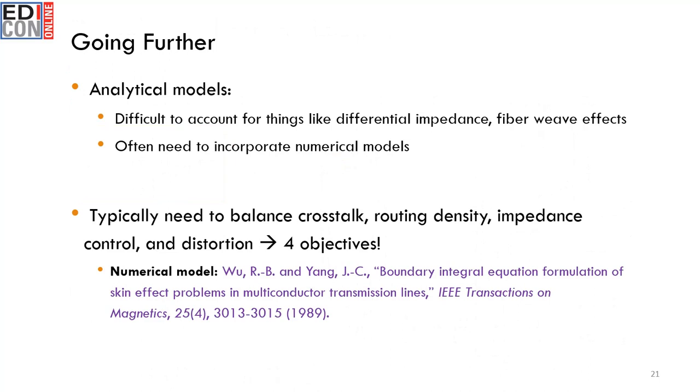Going further, these types of analytical or mixed numerical models should be modified to calculate things like differential impedance, and take account of fiber weave effects, which is actually a stochastic problem, but it's one that is very near and dear to my heart. At that point, you are working purely with numerical models if you really want to be accurate. This is where new techniques like machine learning are becoming very important in order to account for all of this.